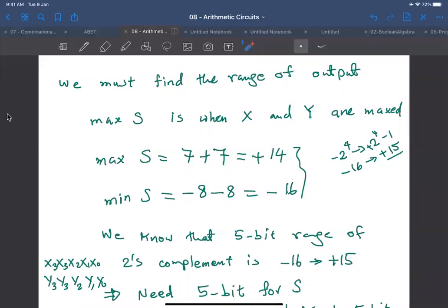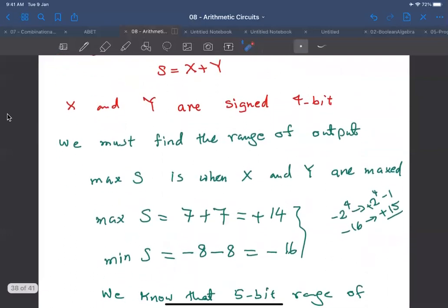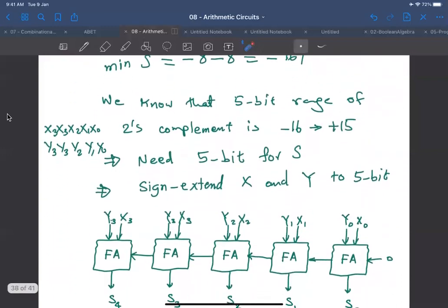I mean X and Y, not A and B. X and Y. Do we extend them using 0 or sign extension? They are signed, the numbers are signed. So do we extend them using 0 or sign extension? Sign extension. Yeah, that is correct. We need to extend them using sign extension.